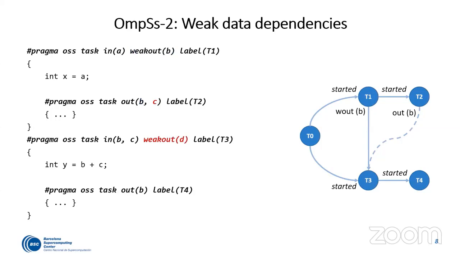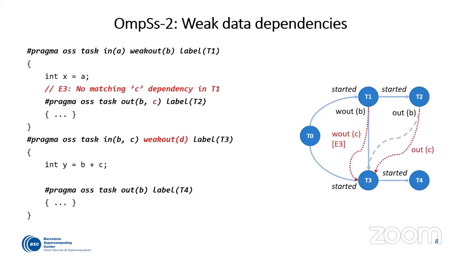This example, just like the other, contains two compliance errors. First, T1 doesn't declare a weak access on C, thus failing to bridge T2 with any other task which may access it. In the example, T2 and T3 should form an out C dependency, dotted edge in the picture. Indeed, if the out B dependency is released before T2 completes, T3 might race with T2 on C. These errors are called E3 errors.